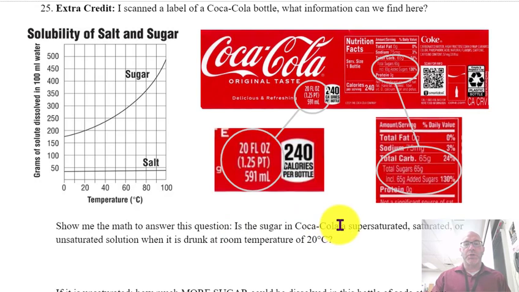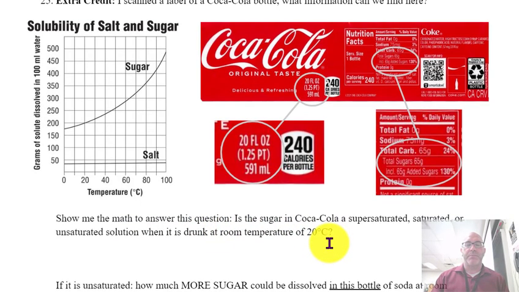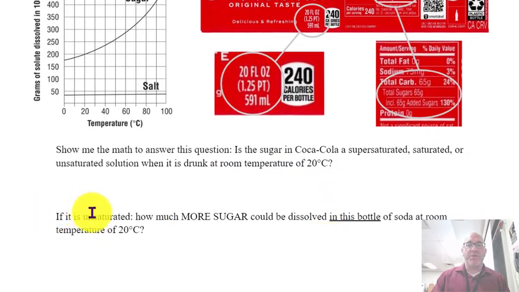Is the sugar in Coca-Cola a supersaturated, saturated, or unsaturated solution when it is drunk at room temperature of 20 degrees C? If you find it to be unsaturated, how much more sugar could be dissolved in this bottle if the soda was at a room temperature of 20 degrees C? All right? Once again, guys, you're trying to communicate with me, so show me your math and make sure no naked numbers, you know me.